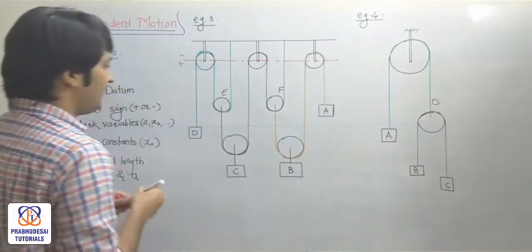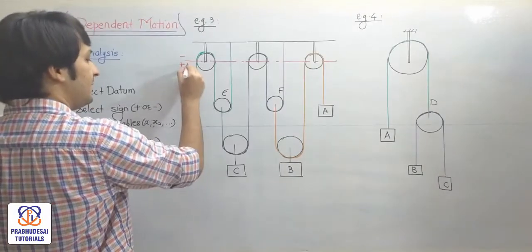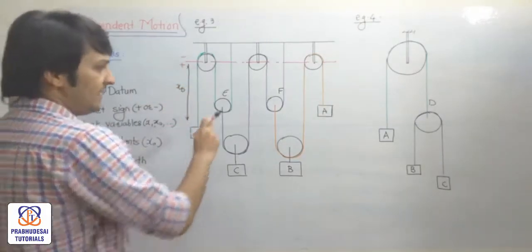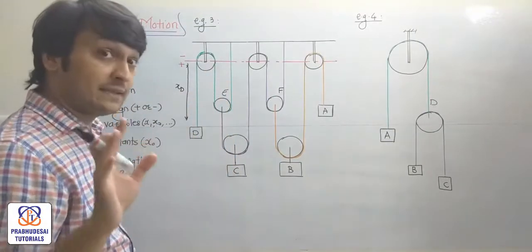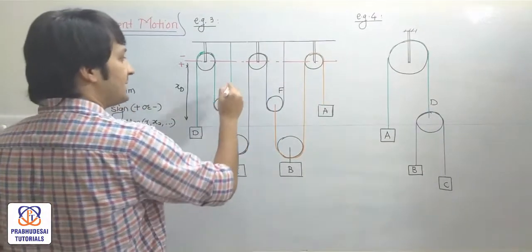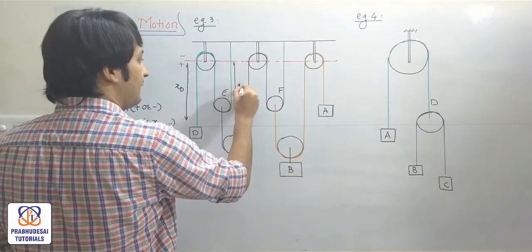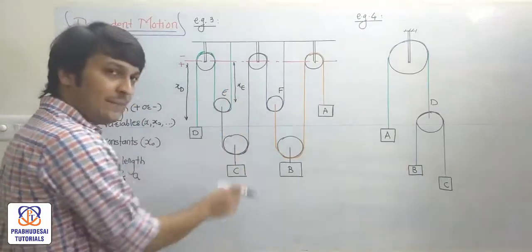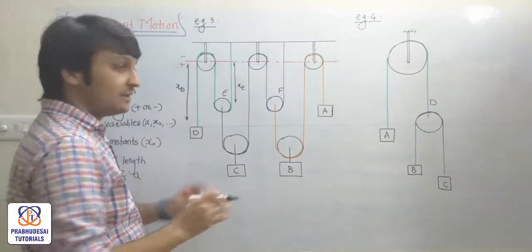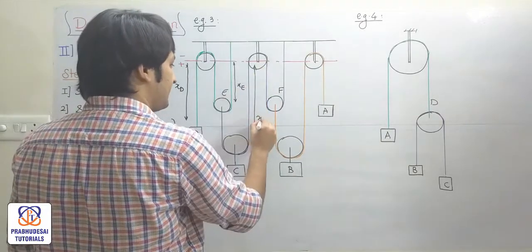Mark variables. Which are variables here? You can just check. This is the first variable. What's that? XD. Is this moving up and down? Yes. It is not fixed. So this will move up and down. Correct? So I will mark this as XE. Check this. Okay? Will this move up and down? Yes. This is not fixed. That means this is also a variable. I will call it XC.